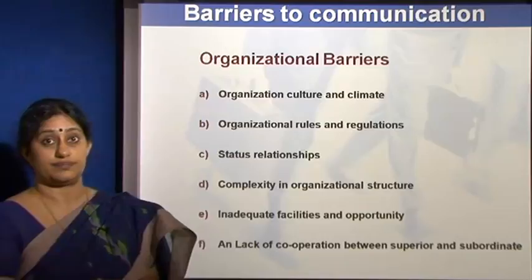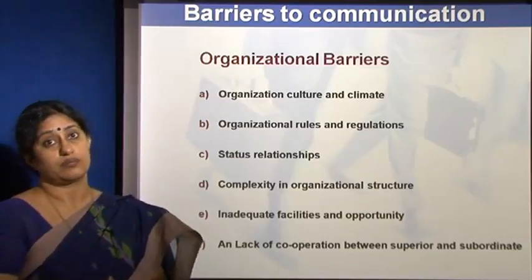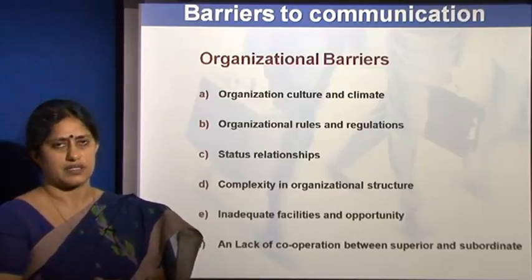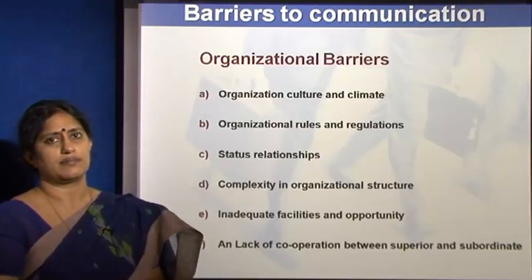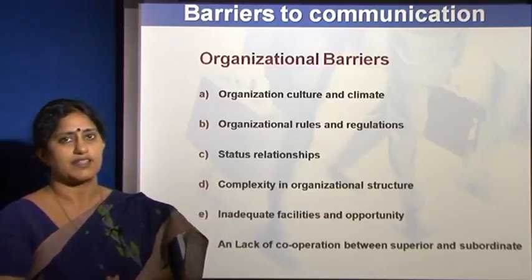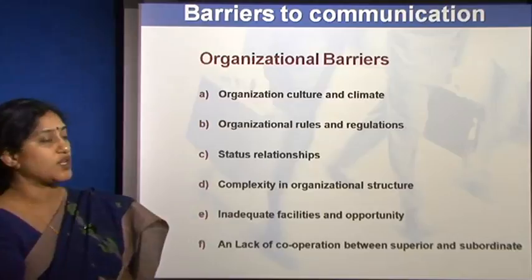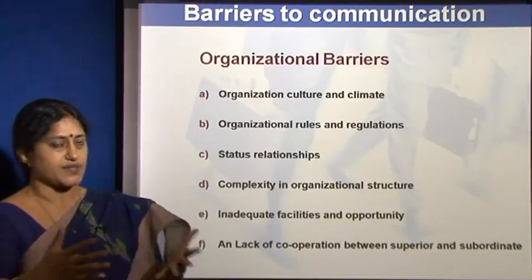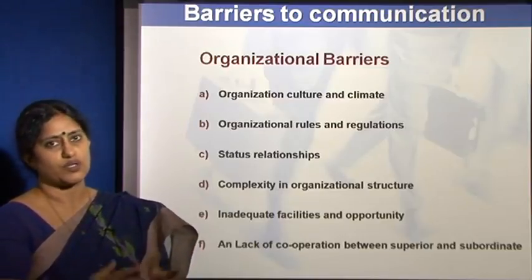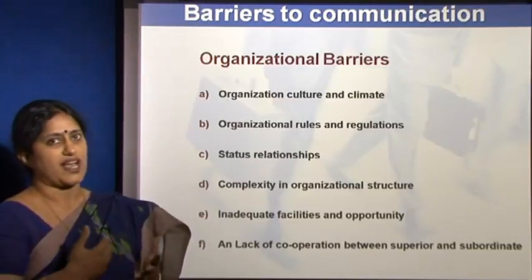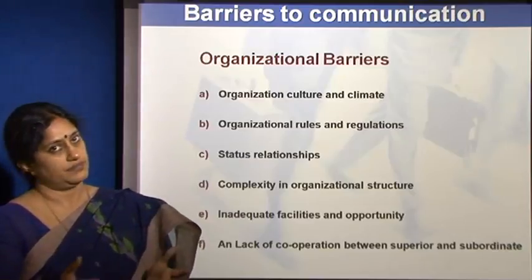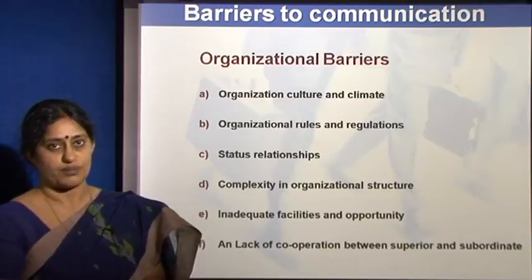Complexity in organizational structure, a very top-down kind of structure, the communication channel becomes very difficult and even the message can get very diffused. A flat kind of organization structure helps in having good communication. Inadequate facilities and opportunity. There is no way of communication. May not be having enough, intranets not there, or notice boards not there, or there are no proper channels. Lack of cooperation between superior and subordinate. It can lead to a whole lot of communication problems.